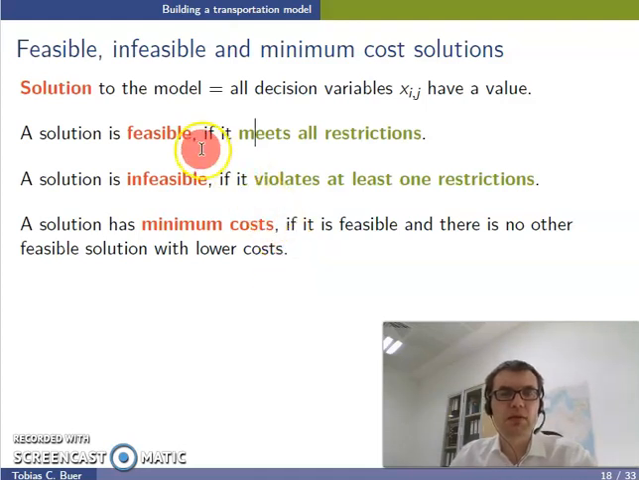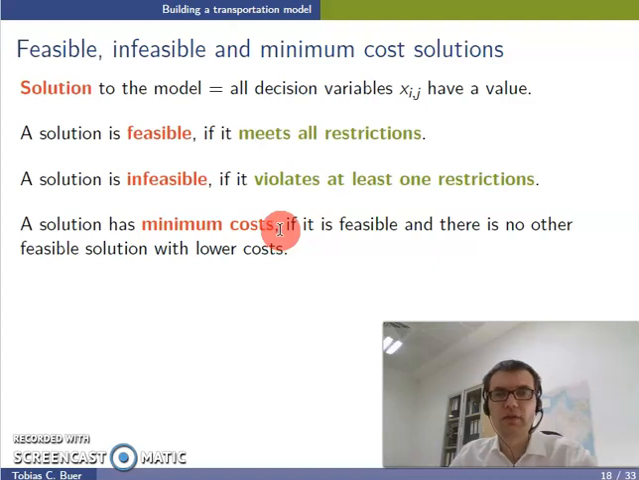Let me also tell you that often when we are just talking and are not so careful about the terminology, when we are talking about a solution, we implicitly assume that it's a feasible solution. This might not always be justified, but when I'm just talking to you about solutions, often I imply a feasible solution.